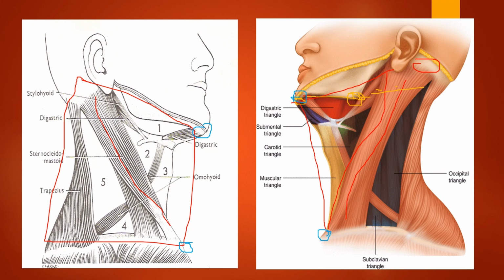Coming to the posterior triangle, the posterior triangle is bounded between the sternocleidomastoid muscle anteriorly and the trapezius muscle posteriorly. The apex is here, where at the superior nuchal line the sternocleidomastoid and the trapezius muscle are attached to form the apex of the posterior triangle, and the base is formed by the clavicle. Anteriorly bounded by the sternocleidomastoid, posteriorly bounded by the trapezius muscle.